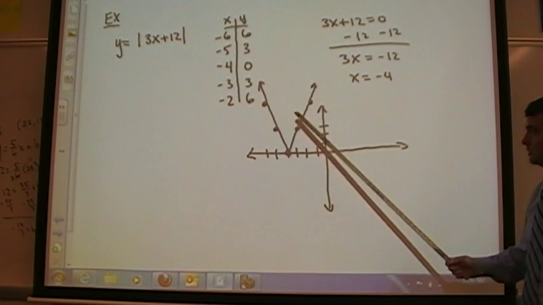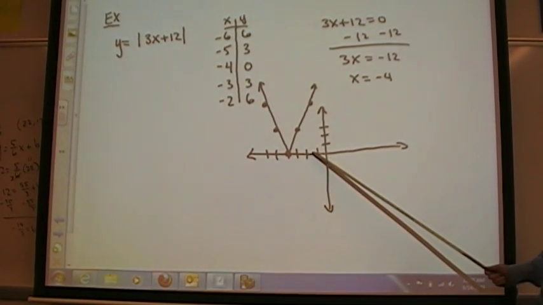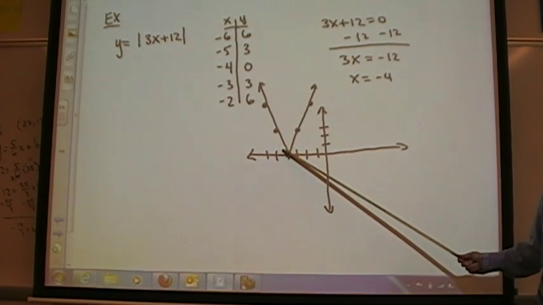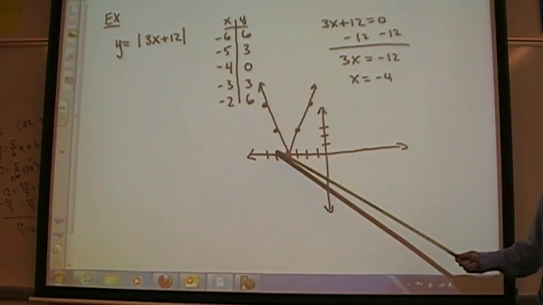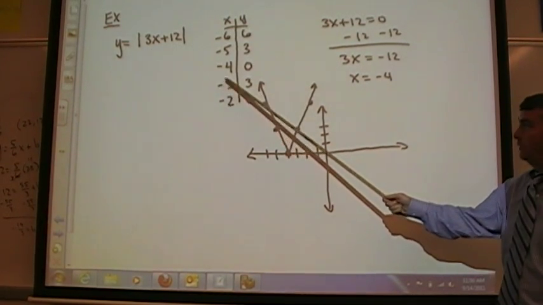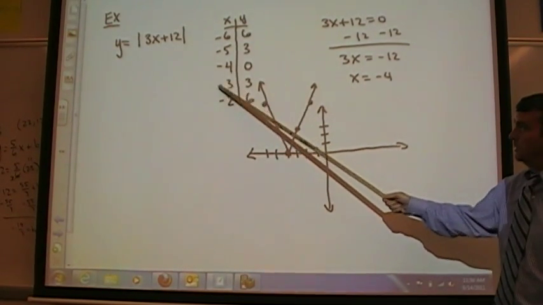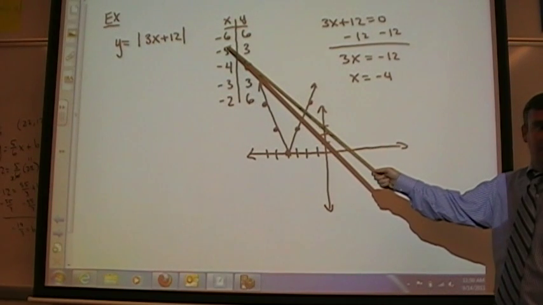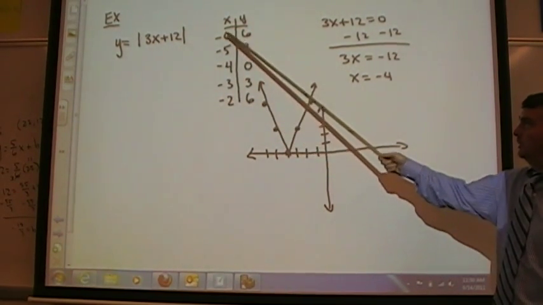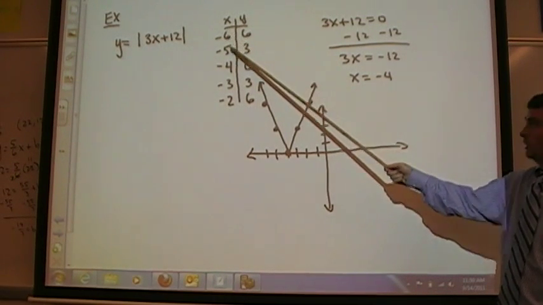I chose negative 3 and negative 2, and which x values correspond with negative 3 and negative 2? What corresponds with negative 3? Negative 5, because they're both 1 unit from the vertex. What corresponds with negative 2? Negative 6, because they're both 2 units from the vertex.